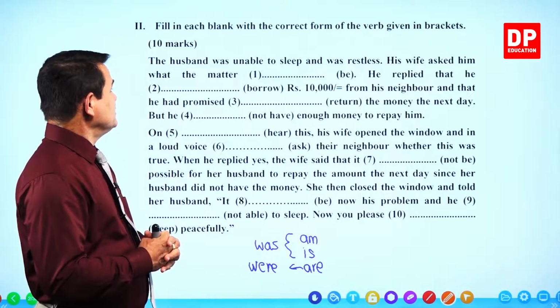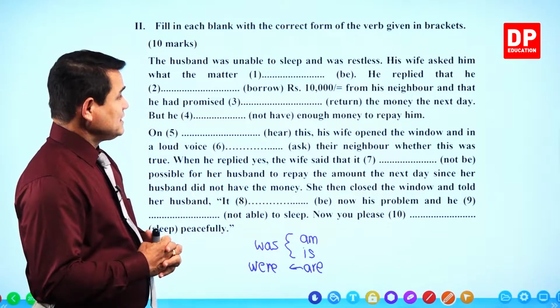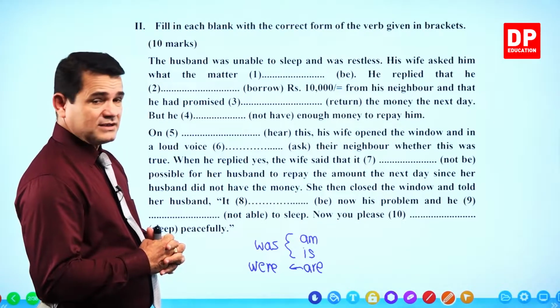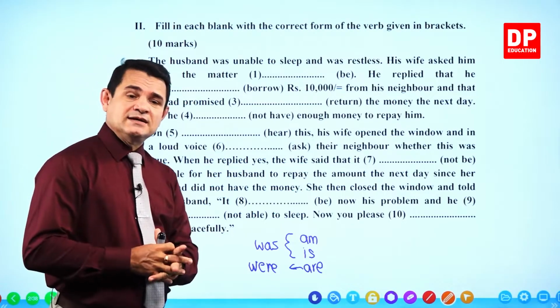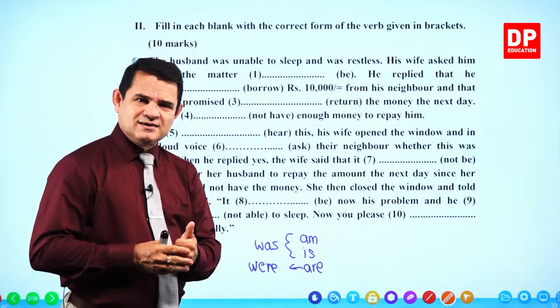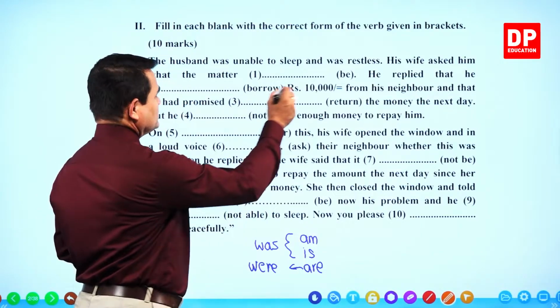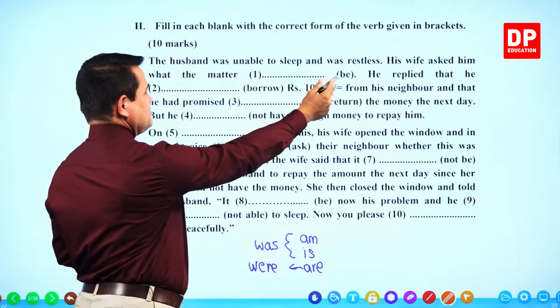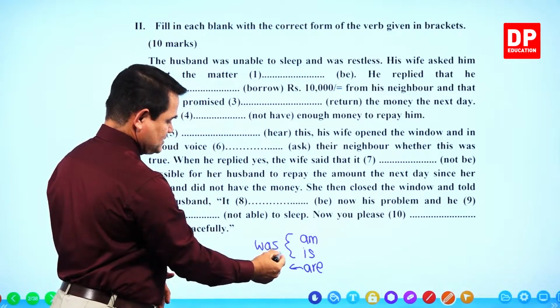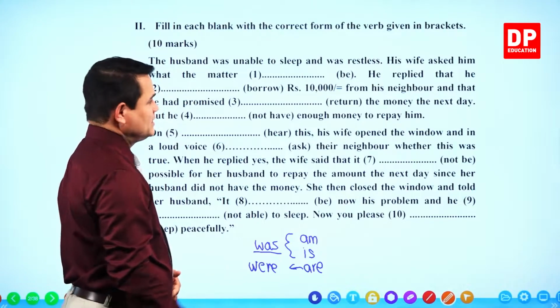So then the husband was unable to sleep and was restless. His wife asked him what the matter. What is the matter? What the matter was. Now this is past tense. Was unable. So the be verb here is the past tense singular. Was.